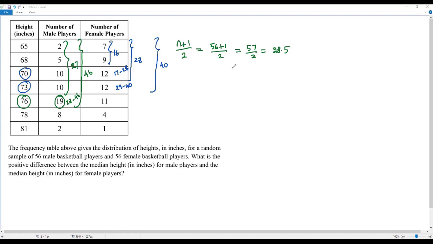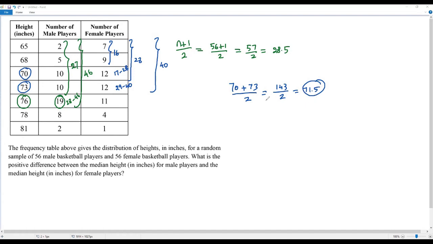Now to get the height of the player whose position is 28.5, we have to find the average of the heights of the two players whose positions are 28 and 29. That is, we have to get the average of these two heights, 70 and 73. For that, we have to add these two heights and divide by 2. When I add 70 and 73, I'm getting 143. And when I divide it by 2, I am getting 71.5. So the median height of female players is 71.5 inches.